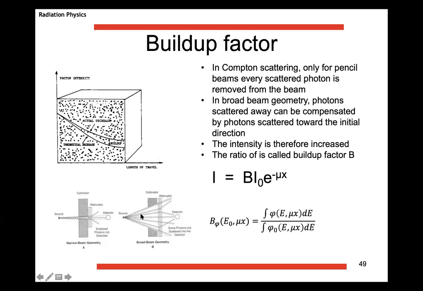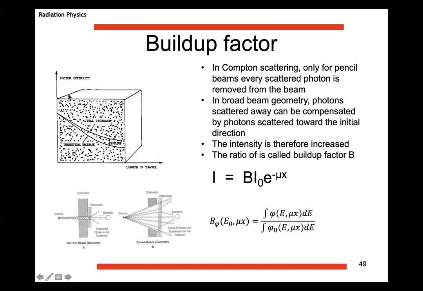So you see what happens. It happens that you have scattering inside, and then the intensity is increased compared to what you would expect in a narrow beam geometry. Because now you have scattering that is not removing photons from the beam. It's actually bringing the photons back into the beam. So for this reason, you define the build-up factor B in this formula. The build-up factor is a function of the energy and of the thickness, and is the integral of the flux in the E divided by the integral of the flux 0 in the E.